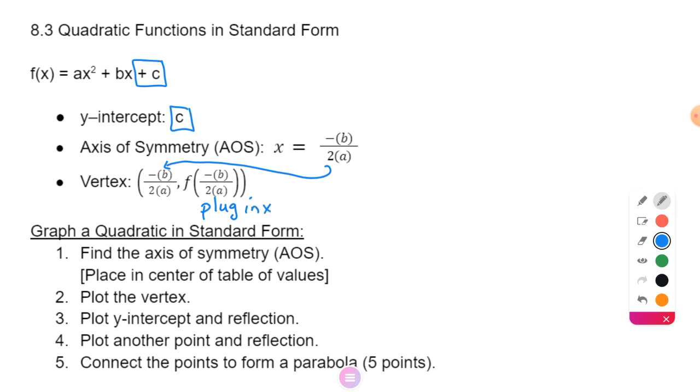All right, so graphing a quadratic in standard form, you're going to find that axis of symmetry, put that in the center, find your vertex, y-intercept, and/or a couple other points, and their reflection. Connect them. Desmos makes this super duper easy. All right, so let's see.